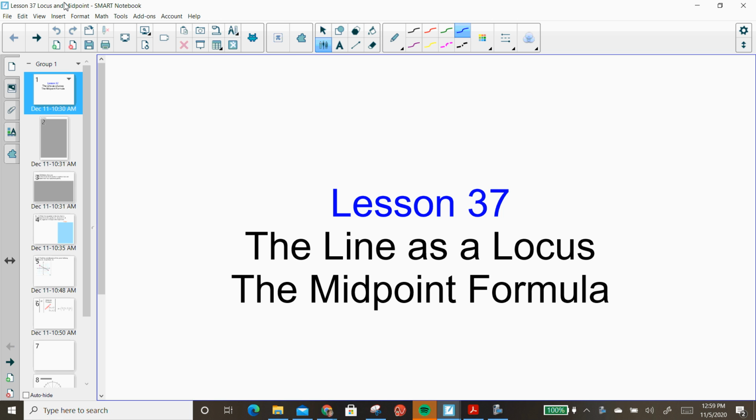Anybody brave enough to make a guess of what you think locus might possibly mean? Come on, somebody can be brave. You know the English language. You can at least make a guess. You can type in chat, or you can unmute if you're home, or you can shout it out if you're here in the classroom. You can think of some other English words that start with L-O-C. Location, and that's exactly right. It comes from the Latin word that means place.